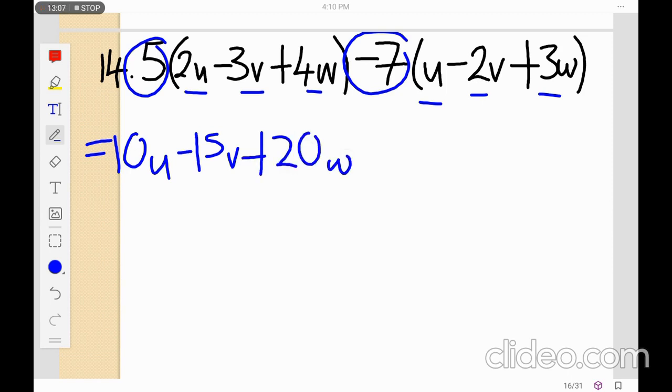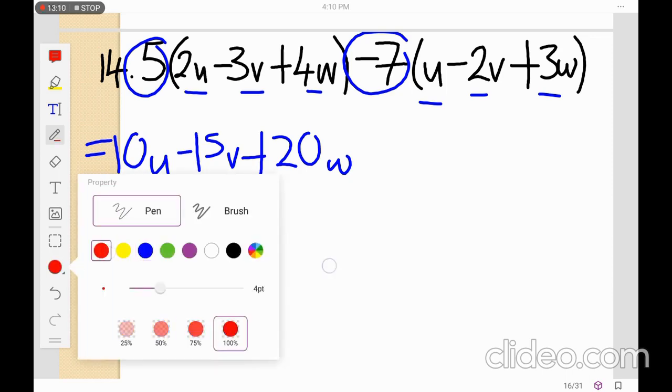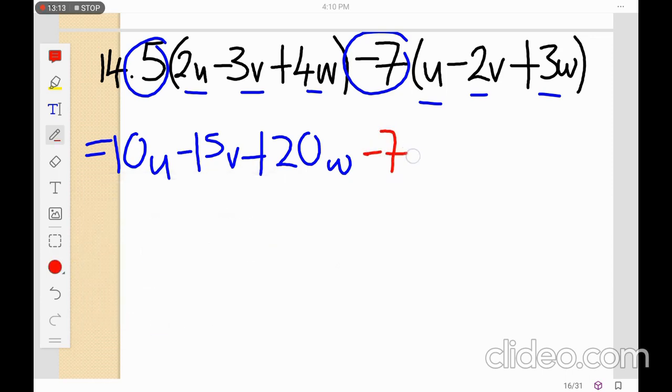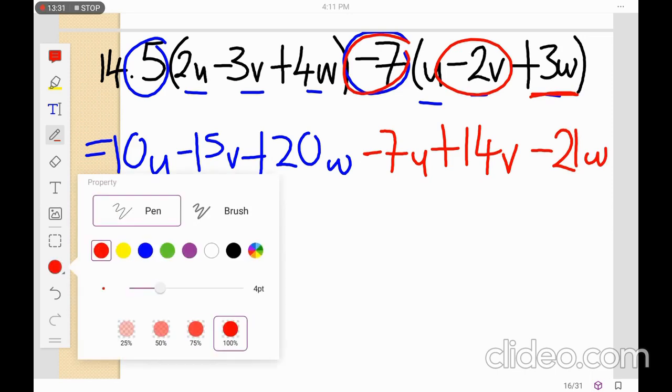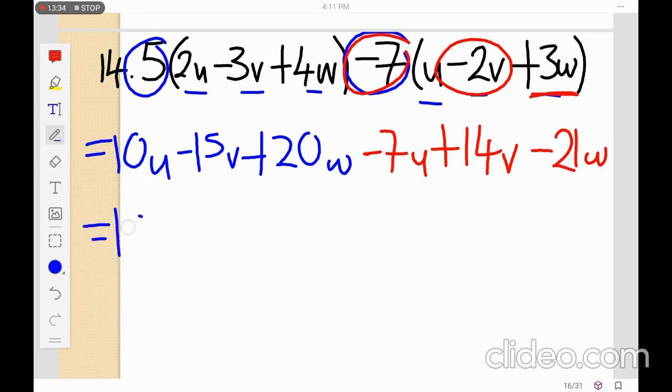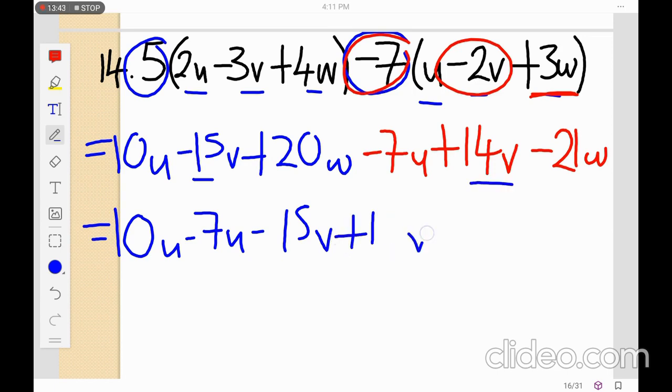Then for minus 7, let's go for minus 7. Minus 7 times u, we get minus 7u. Then minus 7 times minus v there, we get plus 14v. Then minus 7 times plus 3w, we get minus 21w. Let's simplify, taking similar terms: 10u minus 7u, minus 15v plus 14v, then w's, plus 20w minus 21w.